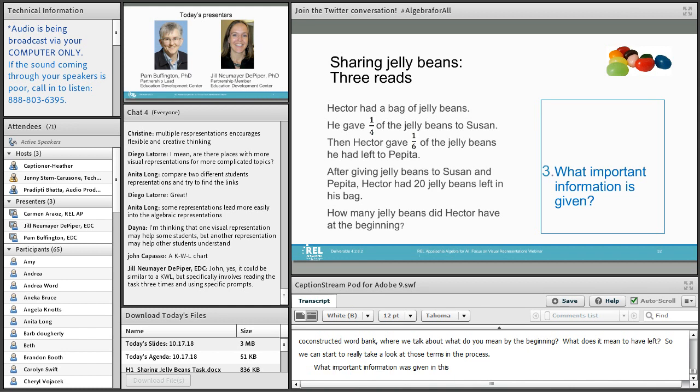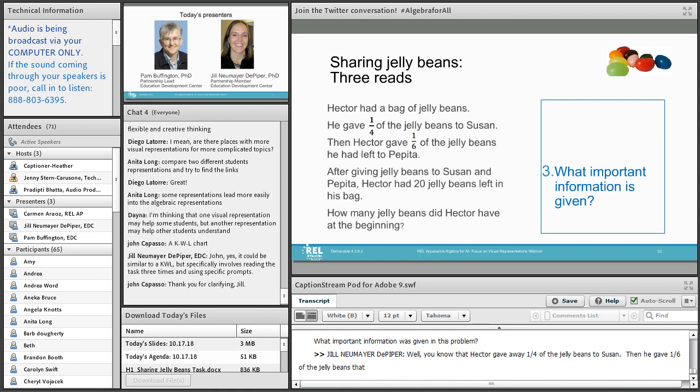So what important information was given in this problem? Well, you know that Hector gave away 1/4 of the jelly beans to Susan. Then he gave 1/6 of the jelly beans that he had left over to Pepita. And then he had 20. He had 20 in all? Jelly beans 20. Left. Nope, at the end. At the end. What do we need to find out in this problem, by the way? We need to find how many had the beginning, and we don't know that.